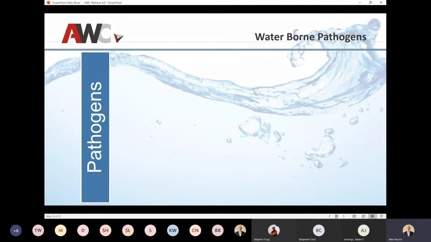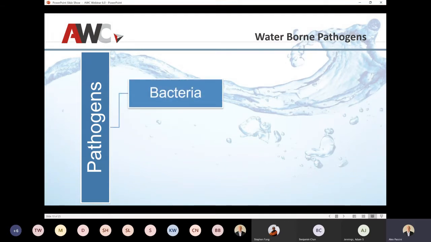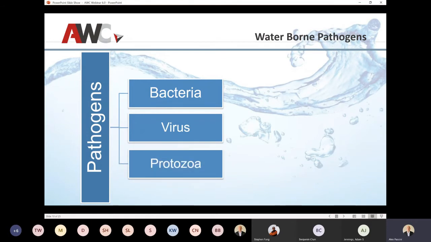So we're going to focus on the pathogens. When we are using UV, again, we're not looking at removing anything. We're not adding anything to the water. We're using it for disinfection and disinfection only. And what we're doing is we're going after microorganisms. Microorganisms fall under the pathogen family, and there are 3 particular pathogens that we're going after, which include bacteria, viruses, and protozoa. Now, of course, we're going to break those down a little bit more.